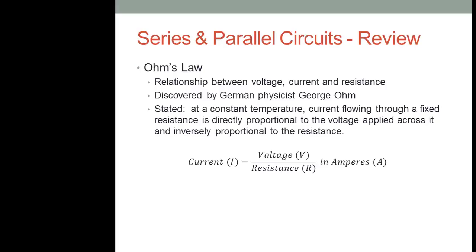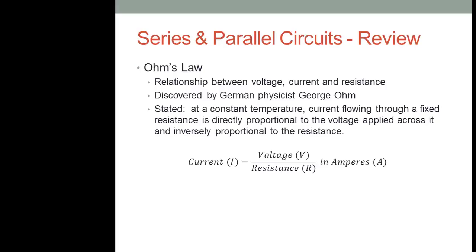And then we have Ohm's law, which is the relationship between voltage, current, and resistance. Stated at a constant temperature, current flowing through a fixed resistance is directly proportional to the voltage applied across it and inversely proportional to the resistance. So let's break this down. At a constant temperature, right? The temperature is not going to change. We know that if we increase temperature, that resistance will increase. So we're going to keep it constant.